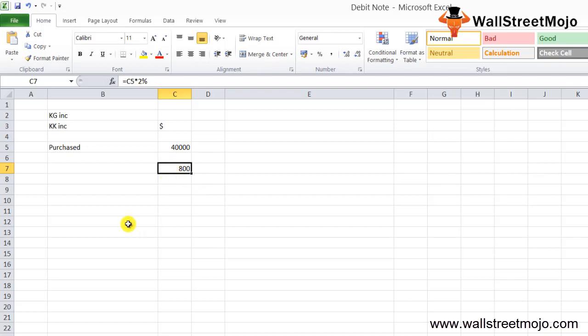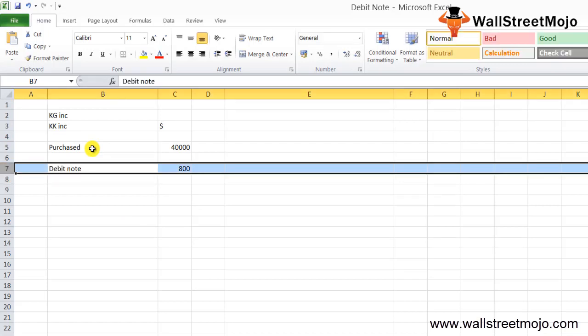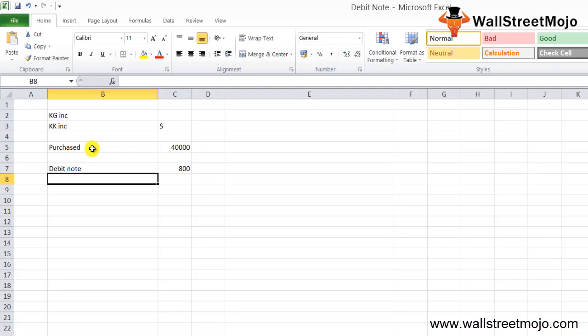The KG Inc. company would issue a debit note stating the same, that this part is defective. Now, what would be the journal entry in KG Inc.'s books of accounts? See, first of all, we'll pass the journal entry, and then we'll investigate why we pass the journal entries. Okay, let's pass the journal entry.